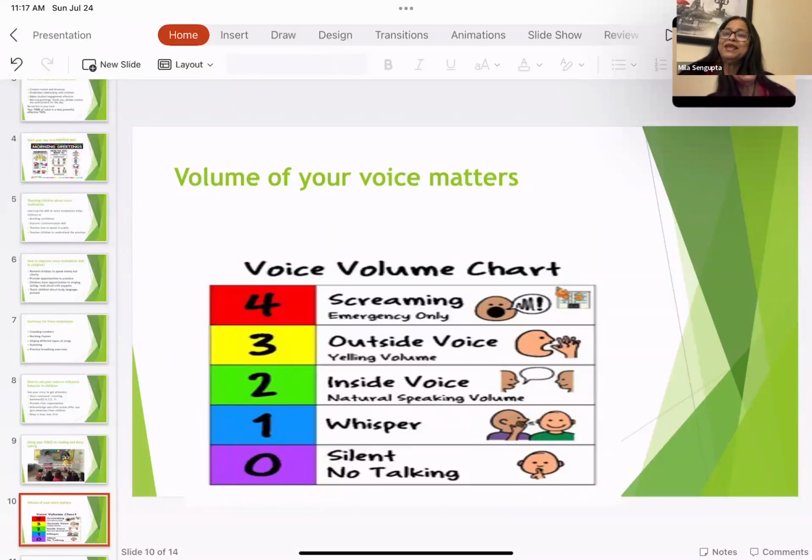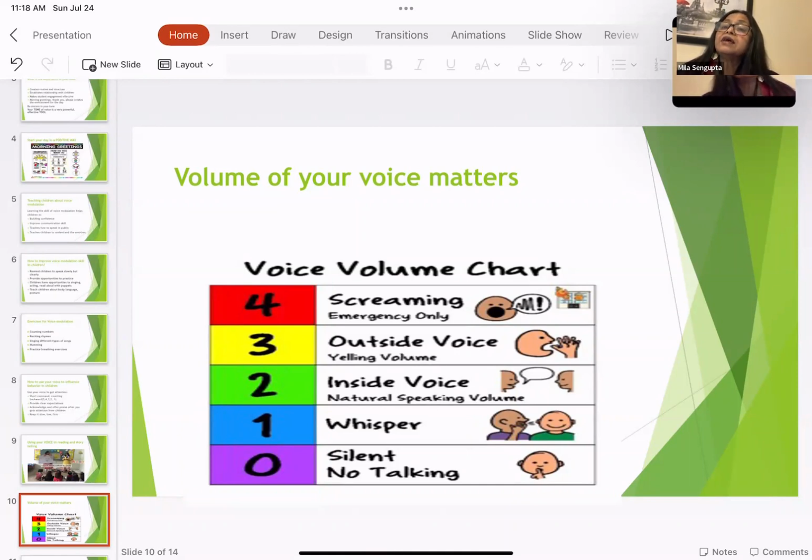Okay, who can tell me? Is it going to be 4? No, it is not 4. Is it going to be 2? In a way it is. It's an inside voice. Is it going to be 1? A whisper. That can be sometimes. Or is it going to be 0? No talking, because my teacher is trying to communicate and letting us know something.